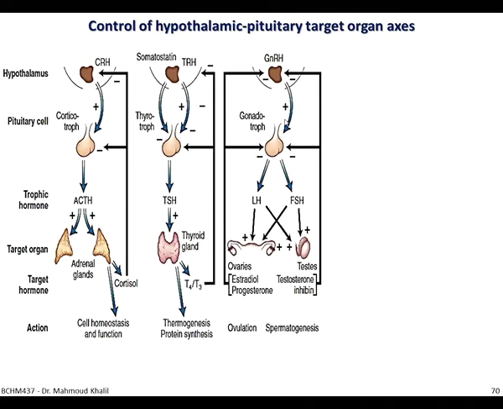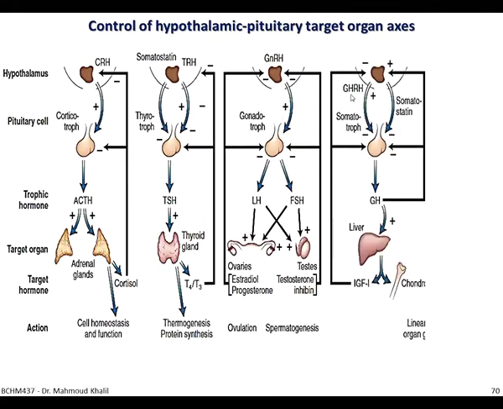Another example you can see here: GnRH, once released from the hypothalamus, will affect the anterior pituitary gland to release LH and FSH. We already discussed the function of LH and FSH. They will affect the testes and ovaries, the gonads, to promote ovulation and spermatogenesis. Once this function is terminated, there is again a negative feedback loop which will work on both levels of the hormone secreted.